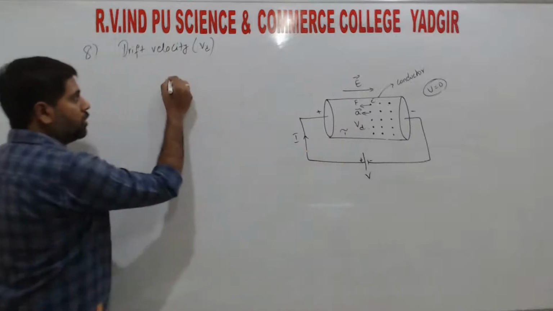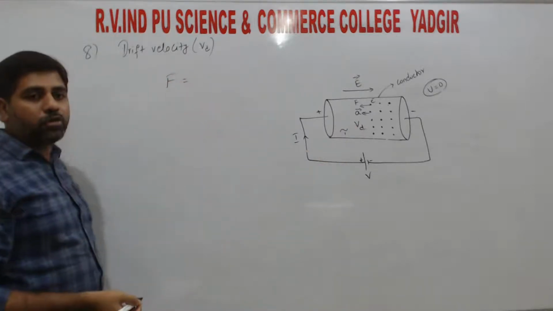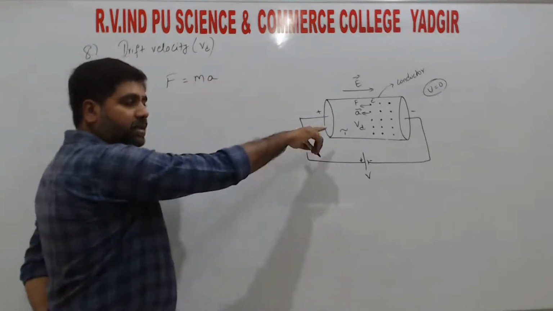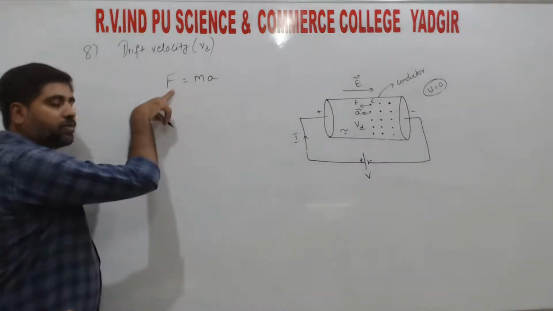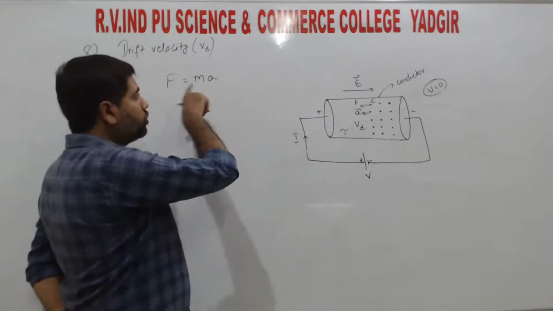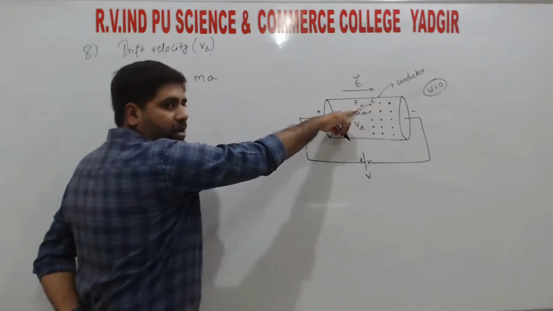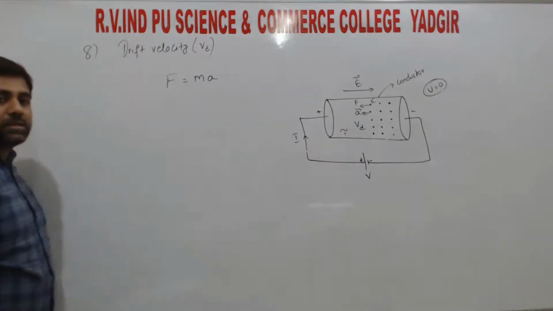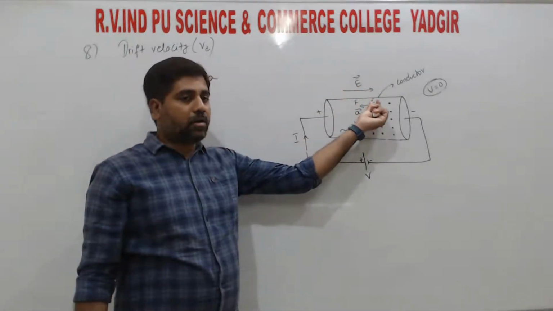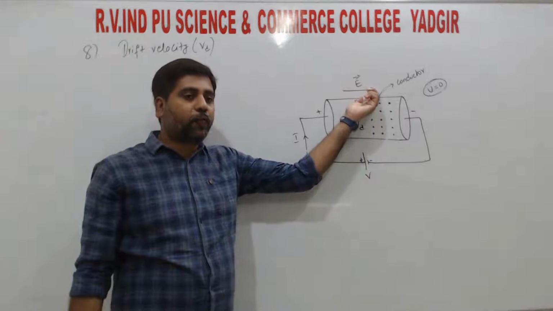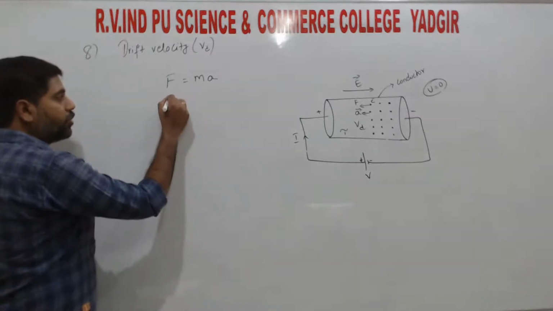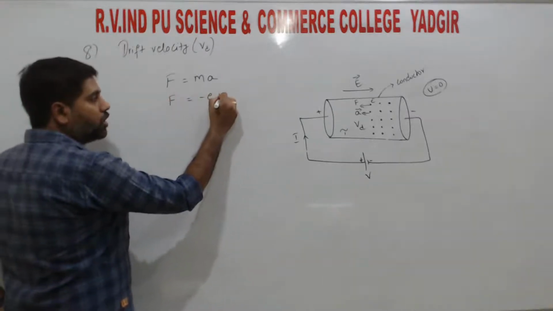So from Newton's second law of motion, F is equals to m into a, right? Electrons have mass. Due to the force, electrons get accelerated. In the second case, due to the electric field the force is acting on the electrons. So in the electric field we have an electric force, and due to that force the electrons accelerate. That is the relation between the force and the electric field E.